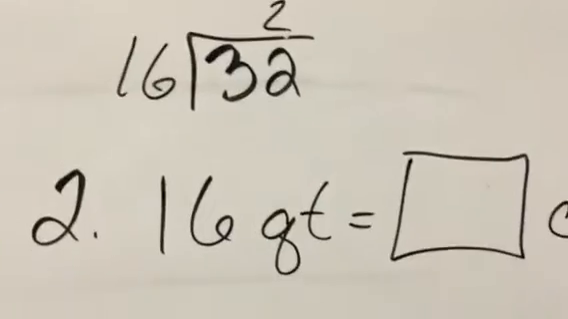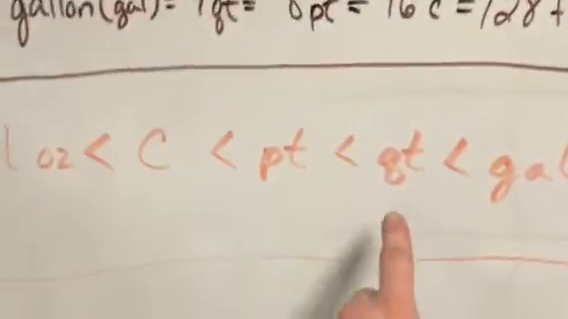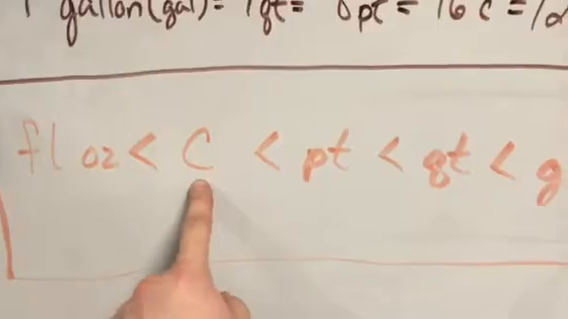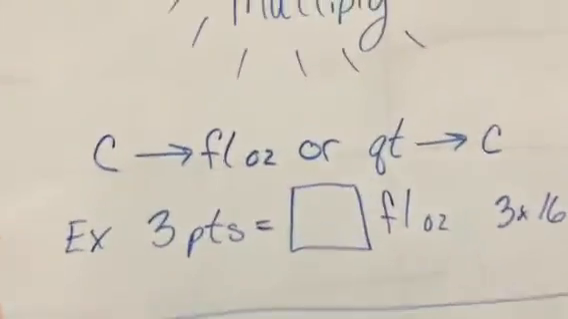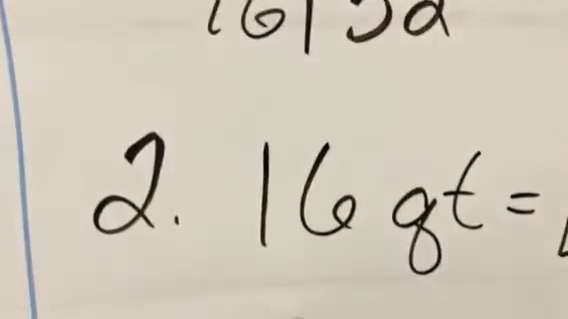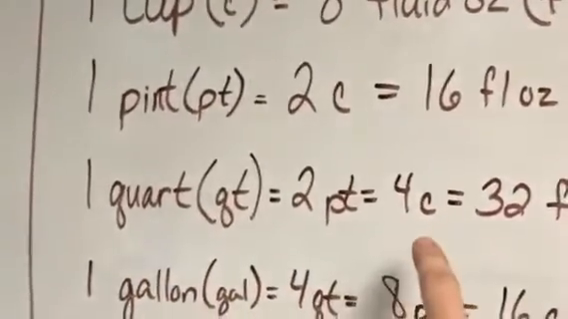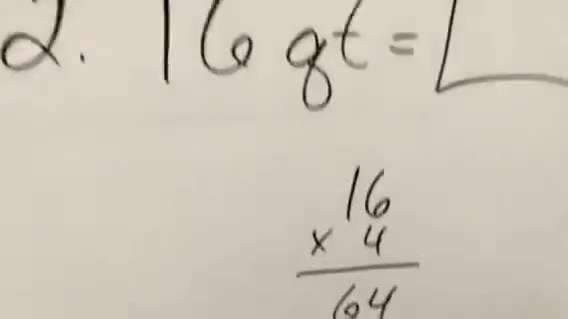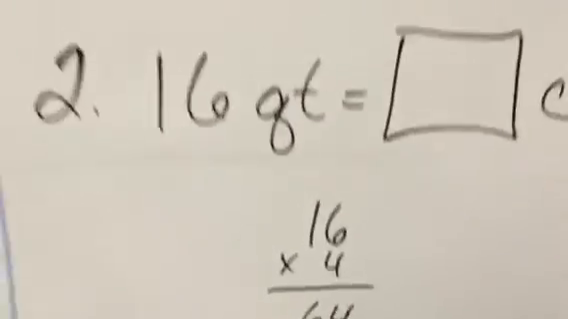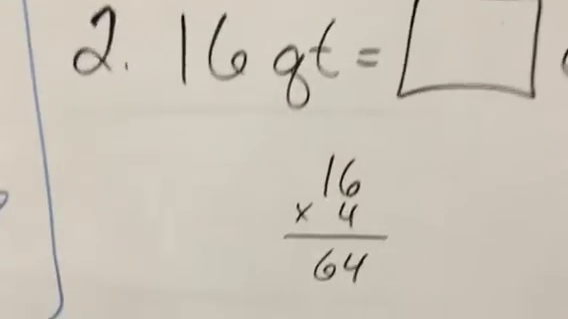Let's look at number 2. 16 quarts equals how many cups? We go back to our progression and see we're going from quarts to cups, so from larger to smaller. Larger to smaller says we multiply. We take the number of quarts we have, 16, and multiply it by the number of cups in 1 quart. 1 quart equals 4 cups. 16 times 4 gives us 64. So 16 quarts equals 64 cups.